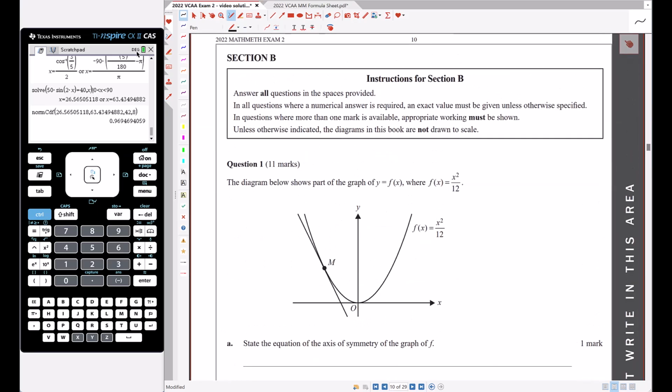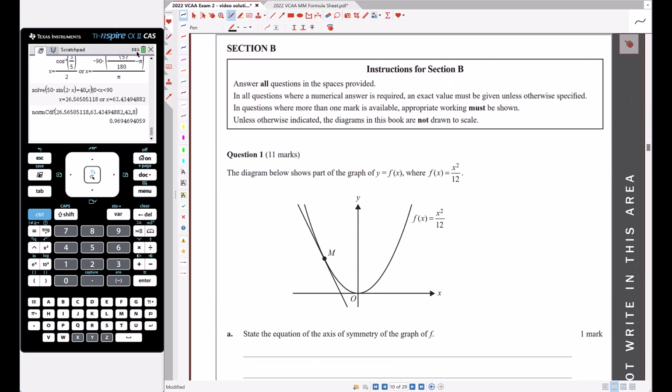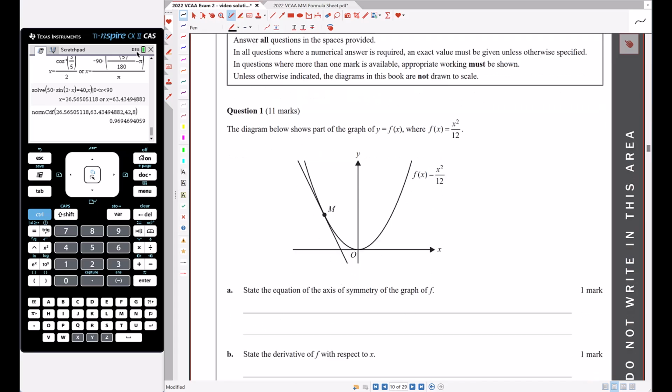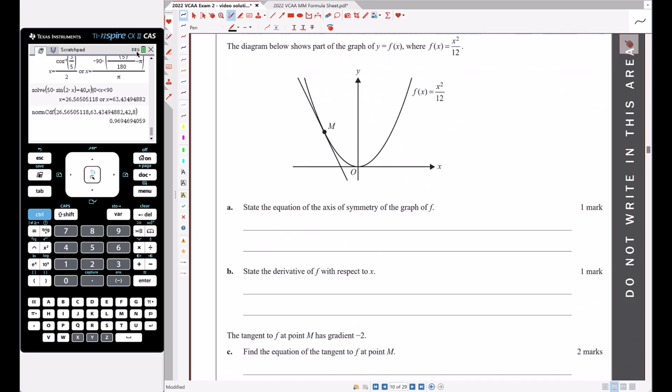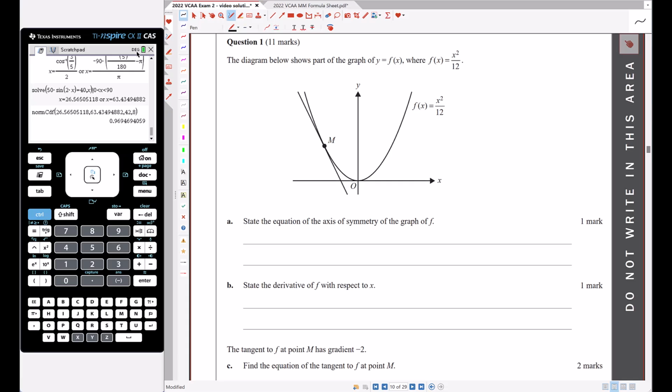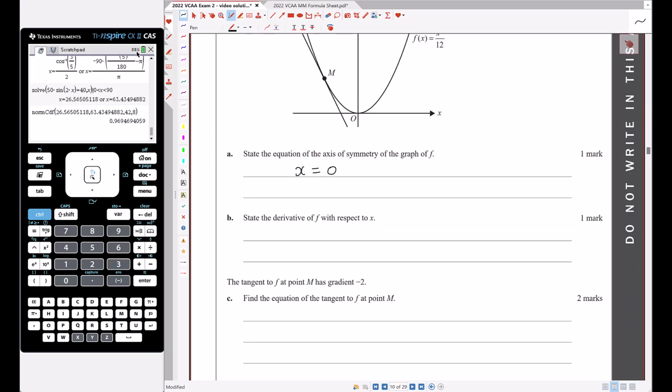Okay, so section B. All the standard instructions, more than one mark, appropriate working must be shown, exact values unless told otherwise, diagrams not to scale, etc., etc. Okay, the diagram below shows part of the graph of y equals f of x, where f of x is x squared on 12, so it's just a simple parabola with a bit of a dilation. State the equation of the axis of symmetry of the graph of f. Okay, so as I said, it's a very standard parabola with its turning point at the origin. So the axis of symmetry is a vertical line, x equals 0, which is the y-axis.